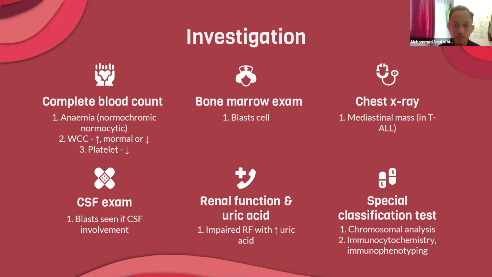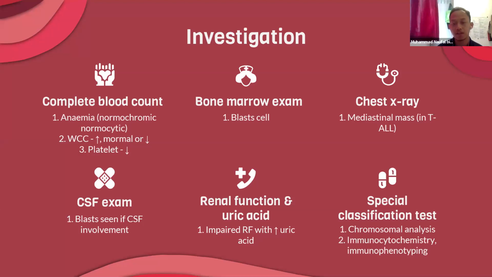Next one is bone marrow examination. There must be blast cells present in the bone marrow, which must be more than 20% infiltration at the bone marrow. And next, we can also do chest X-ray to check for any mediastinal mass, because in T lymphocyte ALL, we can have the mediastinal mass. And next, we also can do CSF examination. In the CSF examination, we can see blast cells if there is involvement of the CSF.